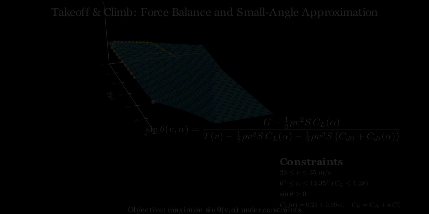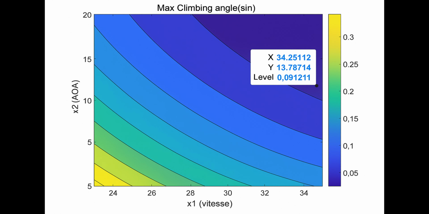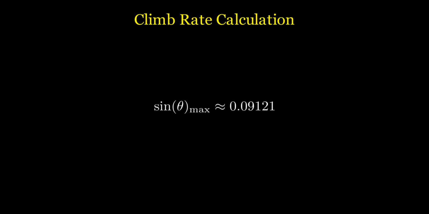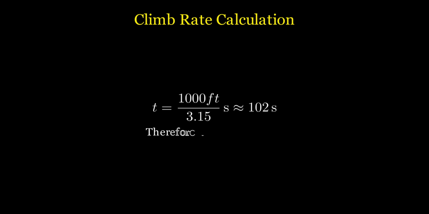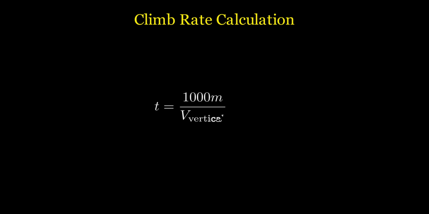Finally, within all the defined constraints, the maximum value of sin gamma is 0.09121, corresponding to an angle of 5.2 degrees, with a climb rate of approximately 3.15 meters per second. Using maximum continuous thrust, the aircraft reaches 1,000 feet in 1.6 minutes and 1,000 meters in 5.28 minutes.